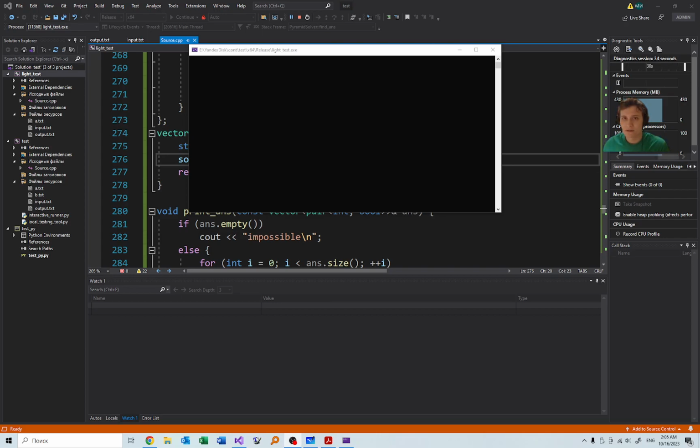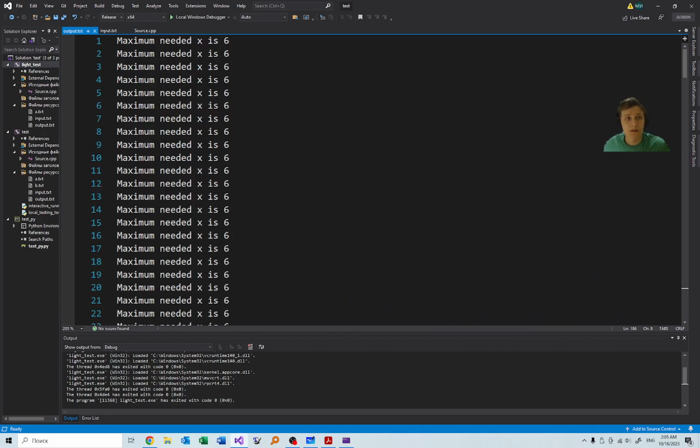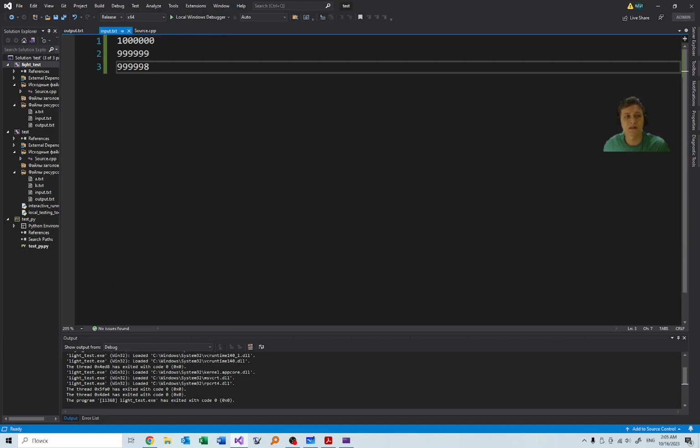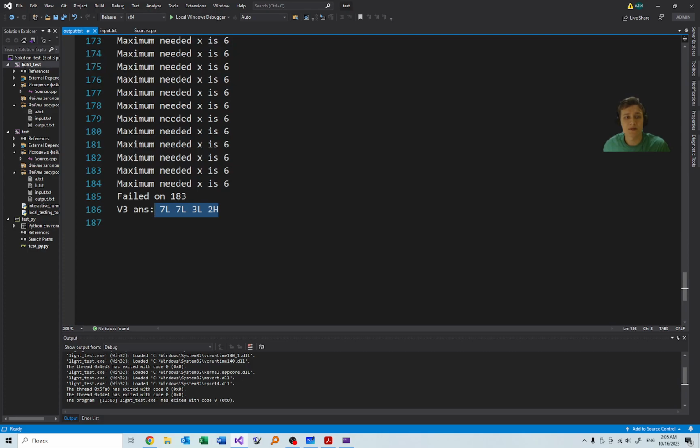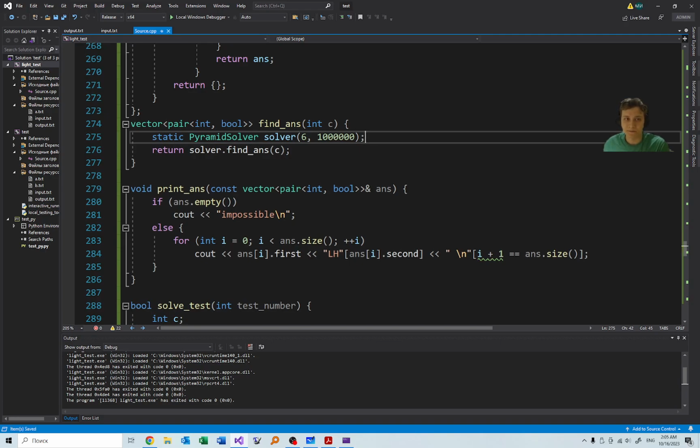Thank you, my camera. This is really working for so long. Okay, it stopped. Maximum needed x is 6. It was so slow because of many tests here. This was stupid. But now we understand that we do not need anything more than 6 here. Let's put 6 here and let's remove the validation.